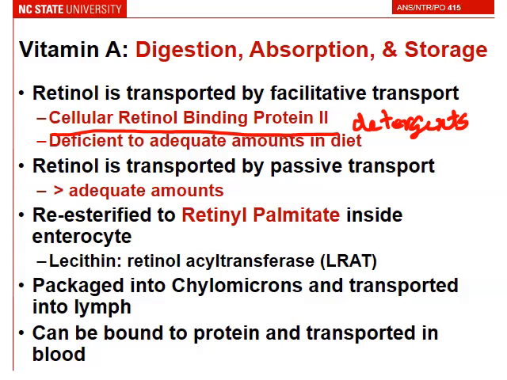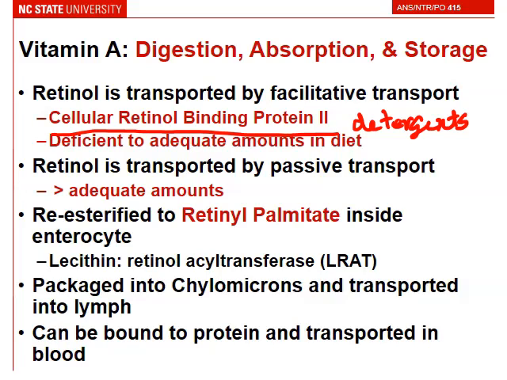So we utilize CRBP2, cellular retinol binding protein 2, when we have deficient to adequate amounts within our diet. So if you are deficient, you're going to have higher levels of CRBP2 that you are making, so you will be more efficient at absorbing the small amount of vitamin A that is within your diet.